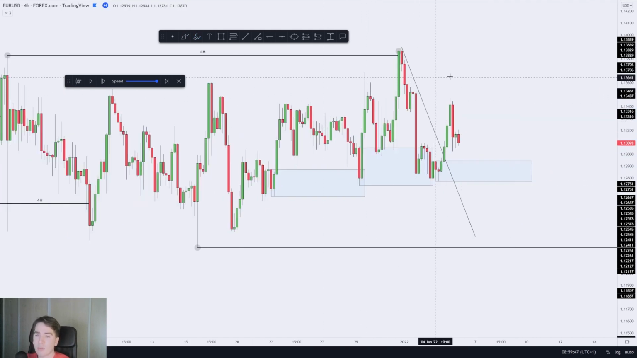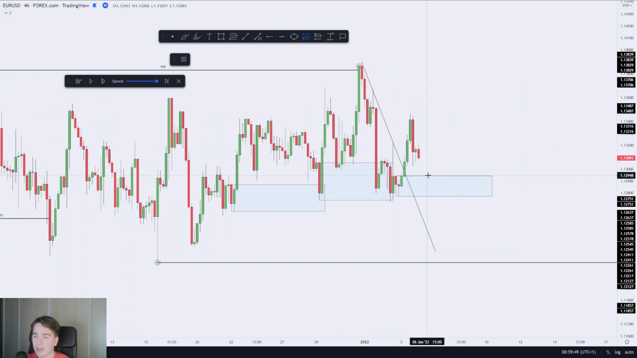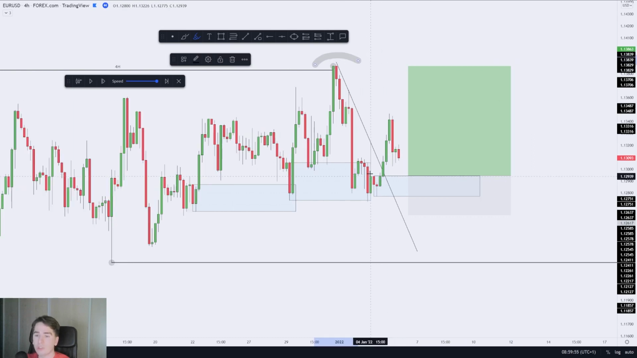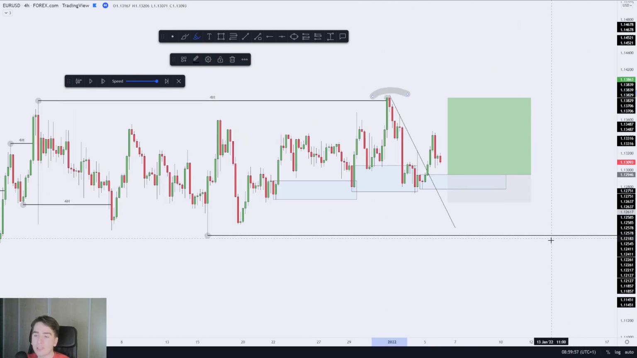And at that point in time, I was looking at setting an order over here on this level of demand, essentially targeting this high, because in a bullish trend, what do you expect? You expect lows to get respected and highs to get broken. So the overall 4-hour trend was bullish.